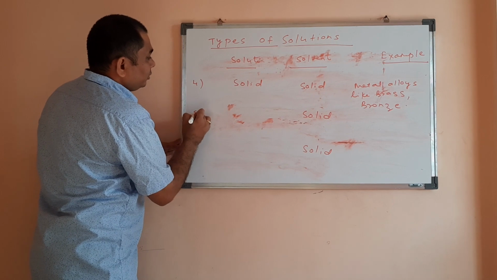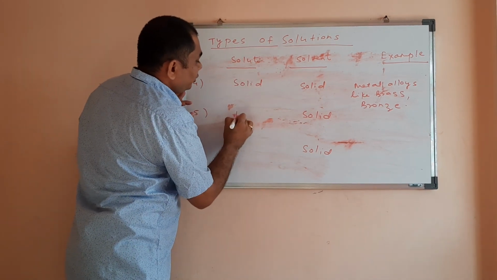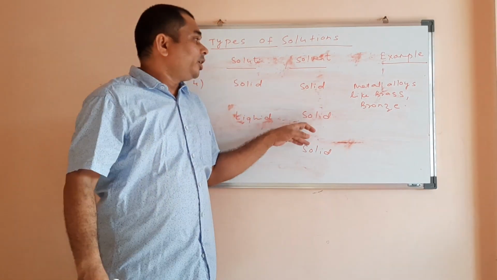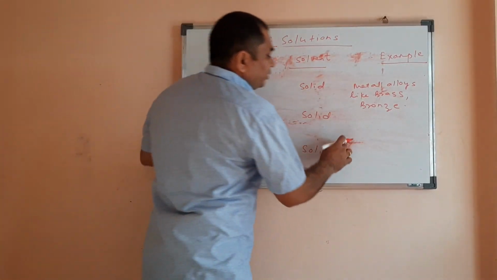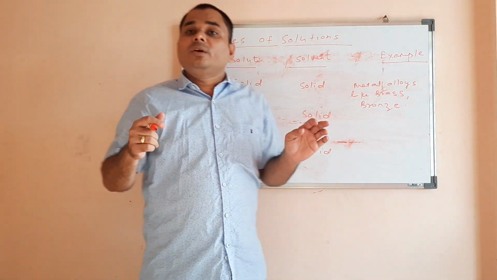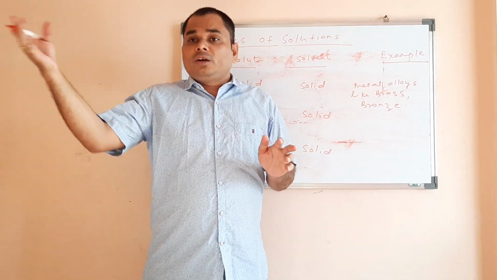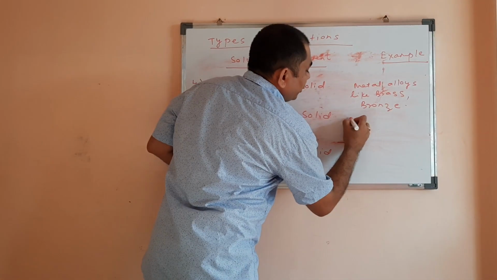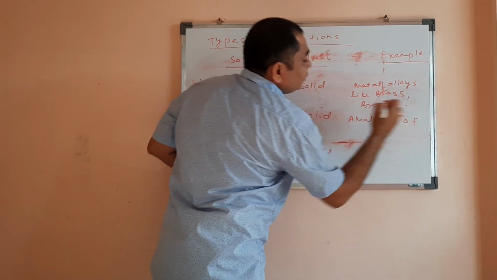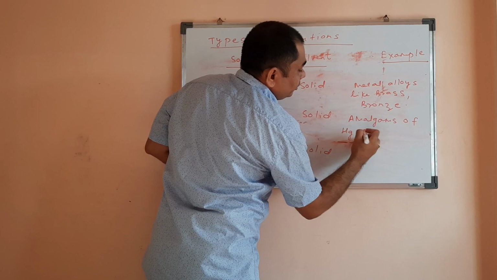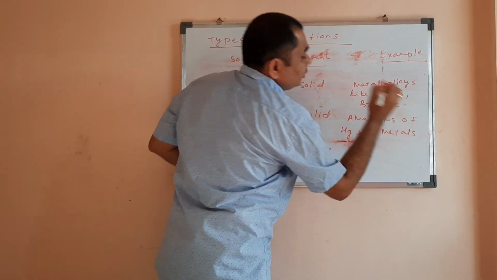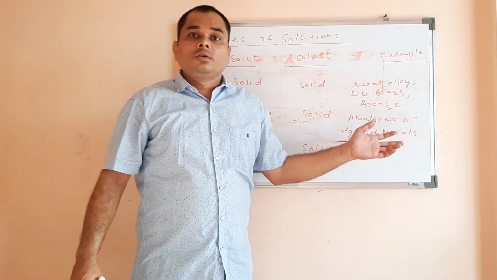The next type is where we can have a liquid solute in a solid solvent. You must have come across many amalgams. Amalgams are what? These are the mixtures of mercury with different metals. So amalgams of mercury with metals. We have silver amalgam, sodium amalgam.